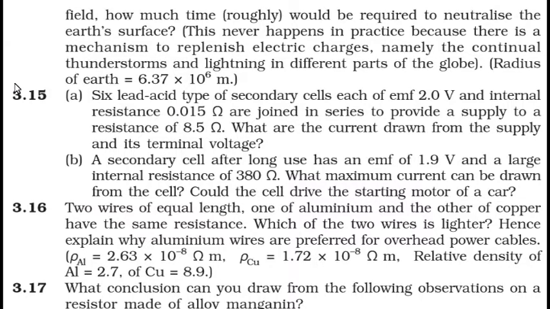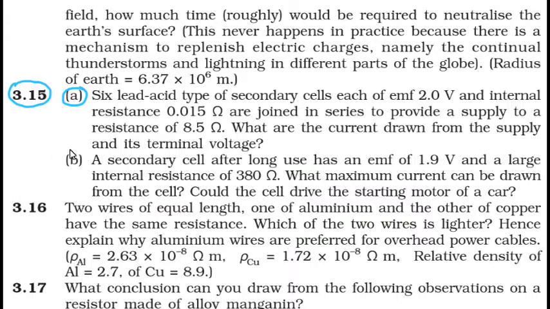The next sum is 3.15. A. 6 lead acid type of secondary cell, each of EMF 2 volt and internal resistance 0.015 ohm are joined in series to provide a supply to a resistance of 8.5 ohm. What are the current drawn from the supply and its terminal voltage?